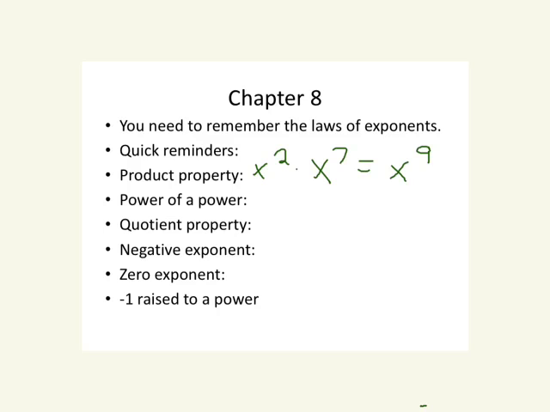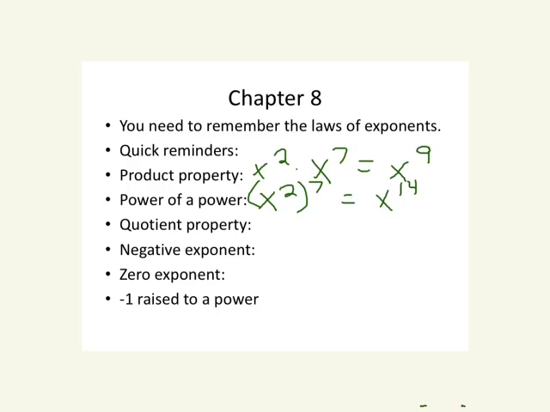The second property was a power of a power property. And that property said that if you have a power outside a set of parentheses, that you go ahead and multiply your exponents. So x squared to the 7th power would be 2 times 7, which is x to the 14th. That's the power of a power property. When you have double powers, you multiply them.